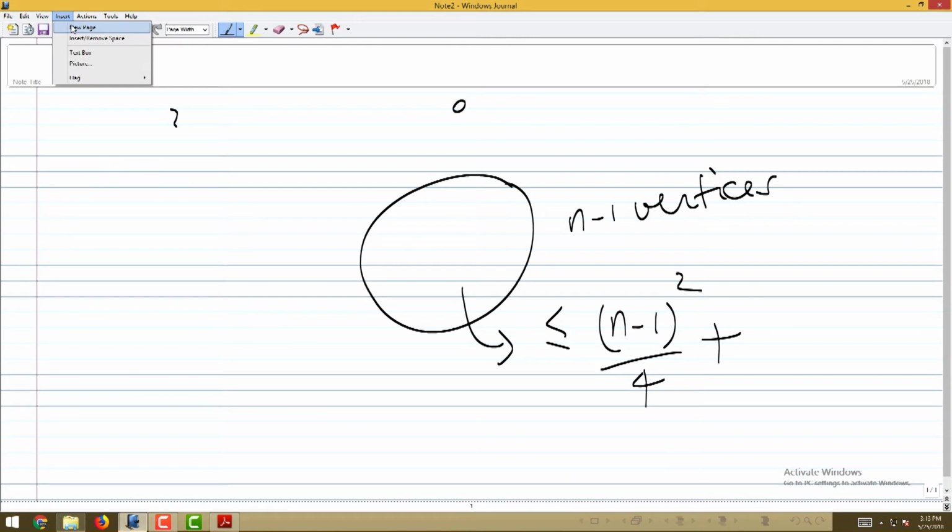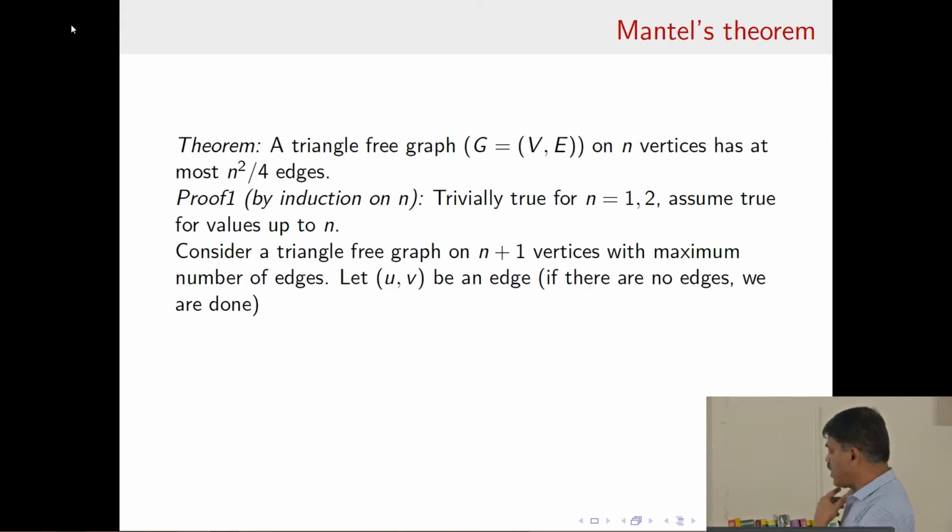Okay, so I think I will go back to my slide. The simple trick here is something very useful. You do not delete one vertex, you delete two vertices, and you delete two vertices which are adjacent, and then you get some handle on it and you can do something. Now, consider a triangle free graph on n plus 1 vertices. Suppose this is a graph with the maximum number of edges, because I want to show that the maximum number of edges possible is at most n square by 4. So, look at a graph on n plus 1 vertices, maximum number of edges, it is triangle free.